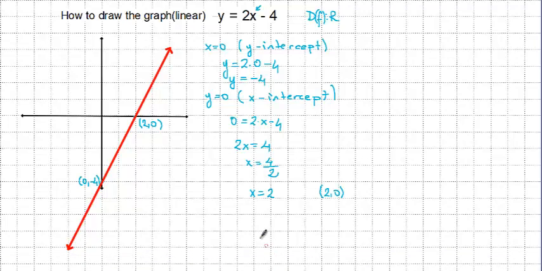Okay, then the name of the graph is y is equal to 2x minus 4, or f(x) is equal to 2x minus 4. Sorry, f(x) is equal to 2x minus 4.